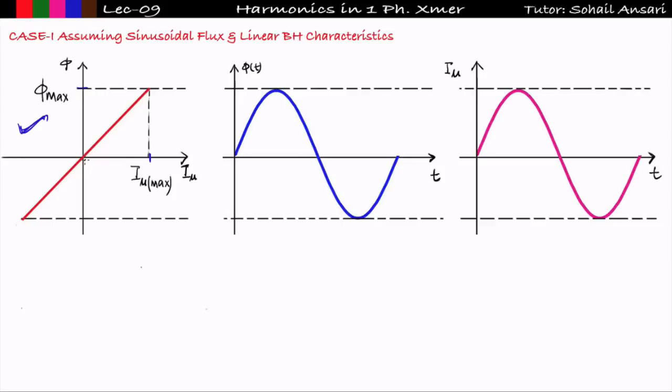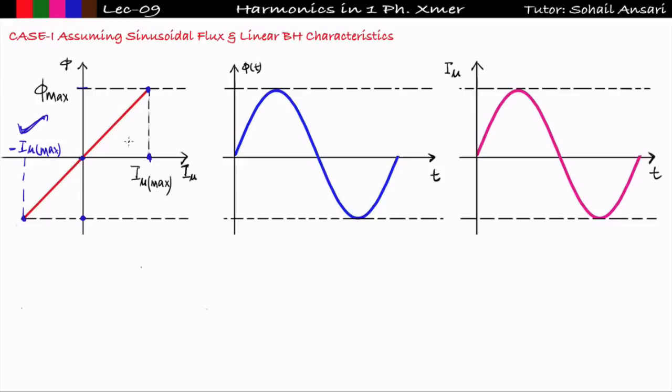So understand this graph. See here, at the 0 point phi is 0 and the magnetizing current is also 0. At this point we are getting maximum flux, and at this point the magnetizing current is also maximum. Similarly, when I get phi negative maximum, then in that case I will also get negative maximum magnetizing current. So this is the linear characteristics. If phi increases, then I mu will increase in the same proportion. Then only it will be linear.